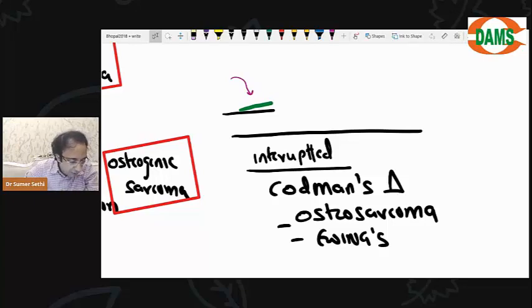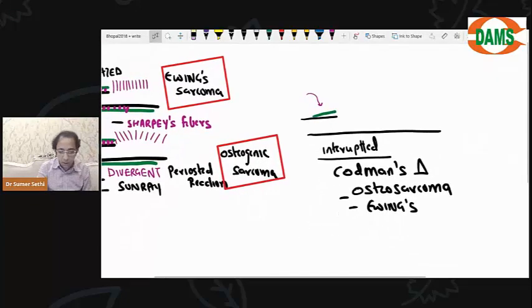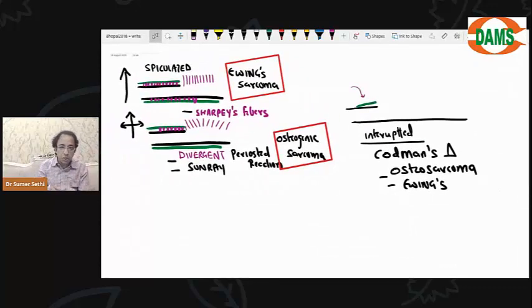Okay, Sharpey's fibers are not destroyed because they are more resilient than the normal periosteum. They are more strong, and that is why you might have read about all this in your pathology as well.